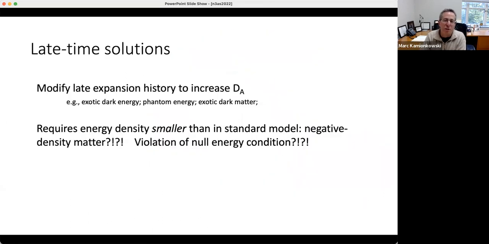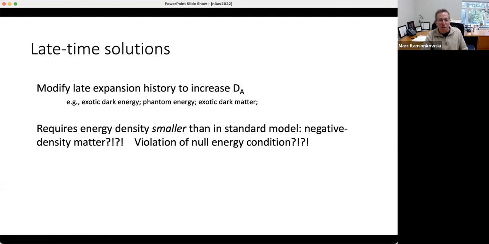And as it turns out, these late time solutions do not work for two reasons. The first one is theoretical preference, and the second is empirical. So if I want to decrease the energy density in the universe between the time of recombination and today, while keeping the density of the universe today unchanged, it requires that somehow I have some type of exotic energy density that increases with time.